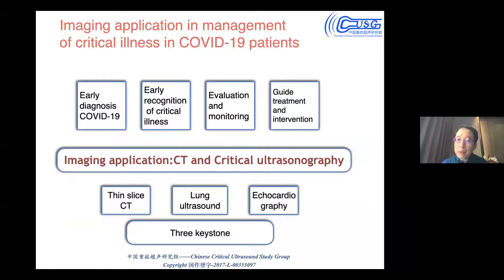Today I will emphasize the imaging application in the management of critical illness in COVID-19 patients. As we all know, in the early diagnosis of COVID-19, the early recognition of critical illness, evaluation and monitoring of the critical illness, and then guiding treatment and interventions, especially for critical COVID-19 patients, there are lots of imaging applications, like CT scan, X-ray, and critical ultrasound. But I want to say that thin-slice CT scan, lung ultrasound, and echocardiography are the three keystones for critical illness in COVID-19 patients.